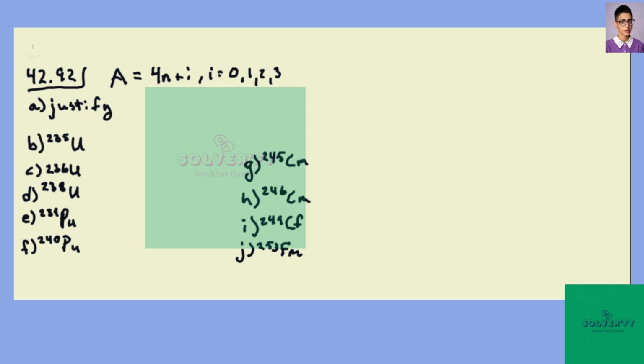42.92, we're told that high mass radionuclides that can decay by alpha or beta emission belong to one of these four decay chains. This is 4n plus i, where i is either 0, 1, 2, or 3. Now we want to justify this statement and show that if a nuclide belongs to a particular one of these families, all of its decay products belong to the same family. And then we want to classify a bunch of isotopes into one of these families.